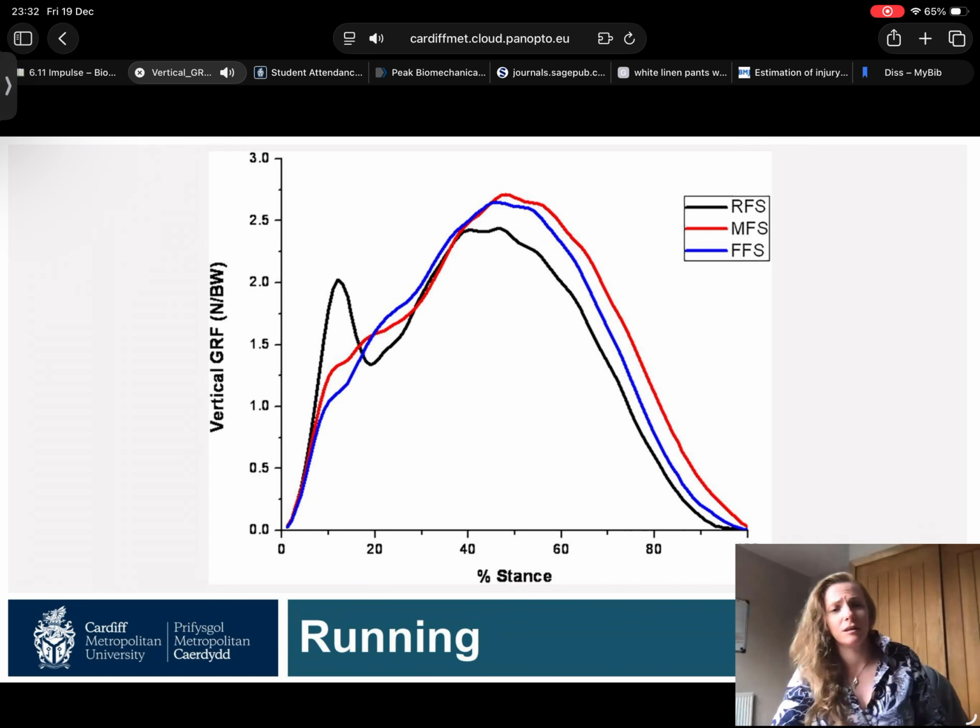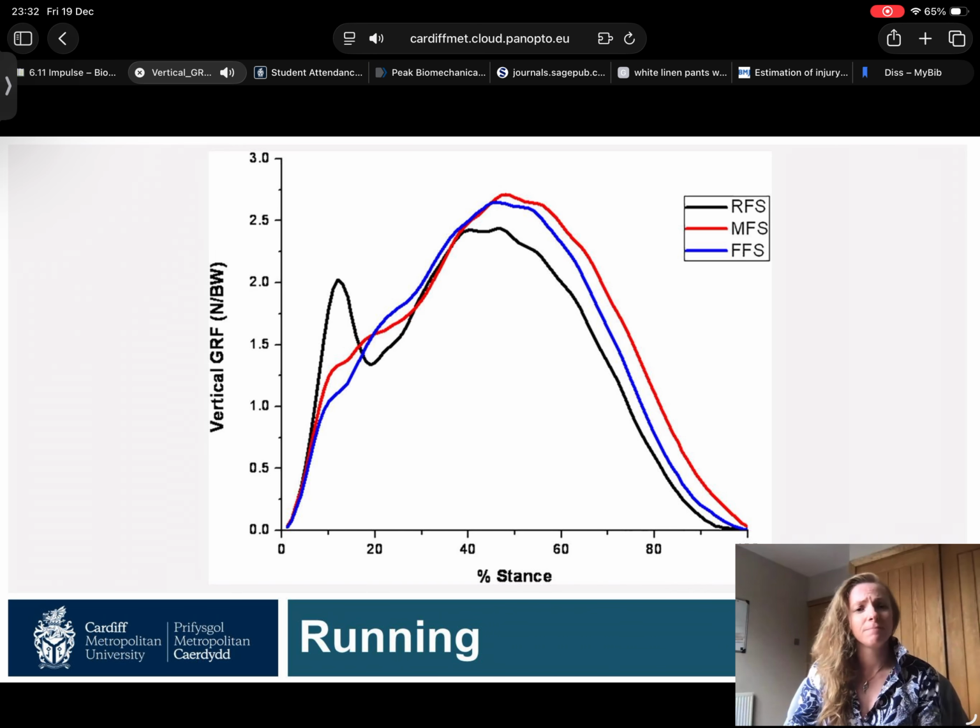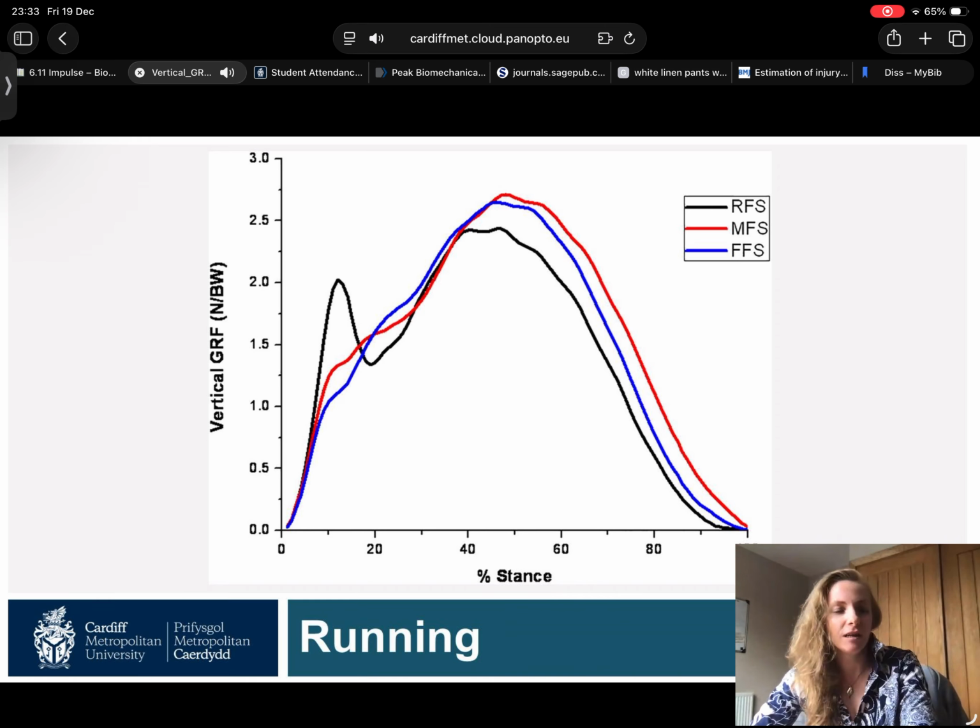You can see that the biggest difference in the force traces is that the black line, which is the rear foot strike, has this impact that occurs in the first 20% of stance. So this is known as the impact phase, and the peak that you can see at around 2 body weights is known as the impact peak. This only occurs in such a distinguished fashion in a rear foot strike.